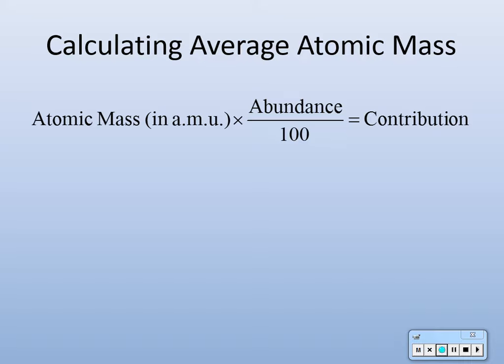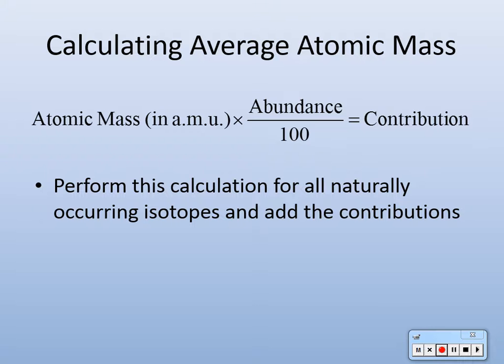All right? And so when we take the percentage over 100, we're basically just making a fraction, or like a decimal, right? And that shows us what that isotope contributes to the average. And then we add up all the contributions and we get the average atomic mass. Okay?